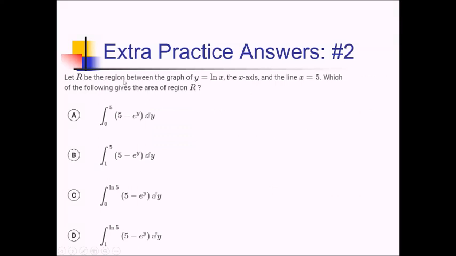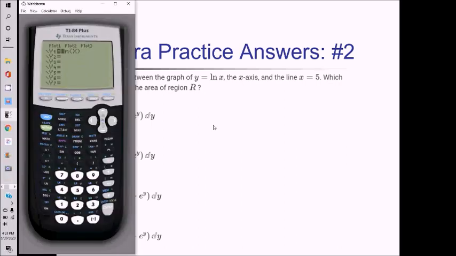On this problem, R is the region between the graph of y equals ln of x, the x-axis, and the line x equals 5. We want to know which of these gives the area of region R. Let me start by graphing this out on my calculator. So there's ln of x, and let me do zoom 6 to get that in there. Let me also graph out the line x equals 5, so I can quit out of there, and I'll use the draw menu, second program. Option 4 gives me vertical, and I need a vertical line at 5.